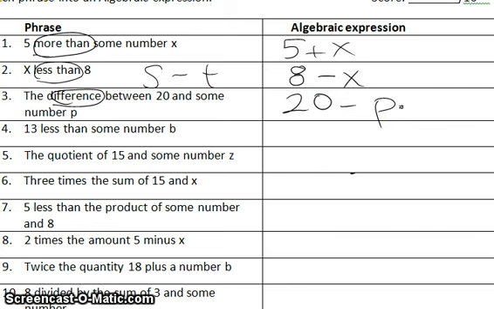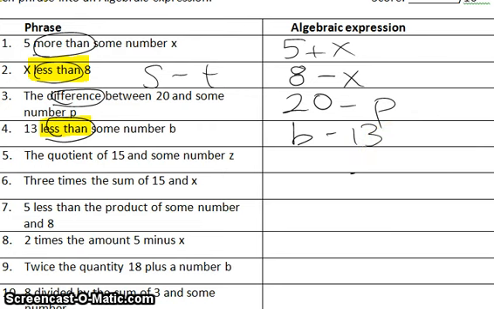Number 4, 13 less than some number b. So again, we've got this keyword of less than. So it's important that we pay attention to the order we're writing this in, because in subtraction order matters. 13 less than some number b means I'm starting with b and I'm subtracting 13. So again, take a look at how less than here switched the order from the phrase to the algebraic expression, just like less than in the previous problem switched the order of 8 and x from the phrase to the algebraic expression.